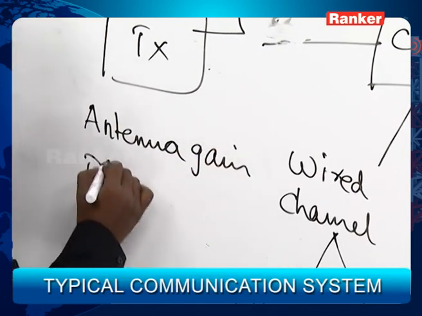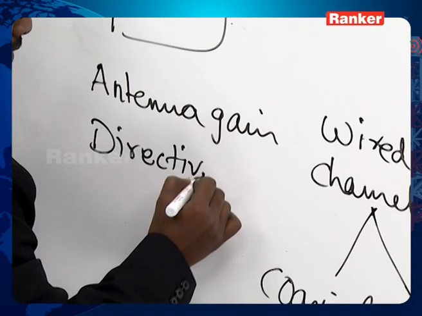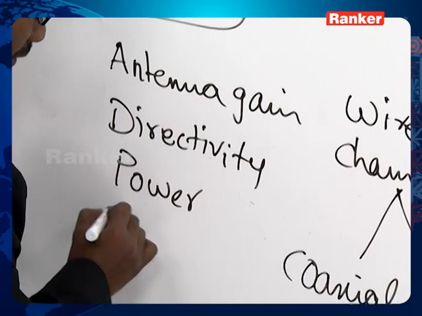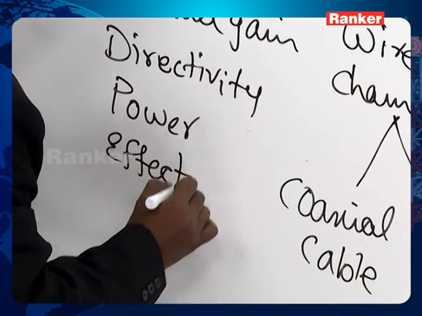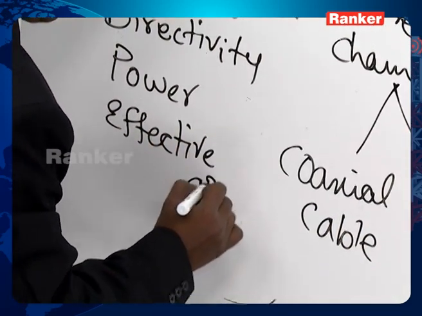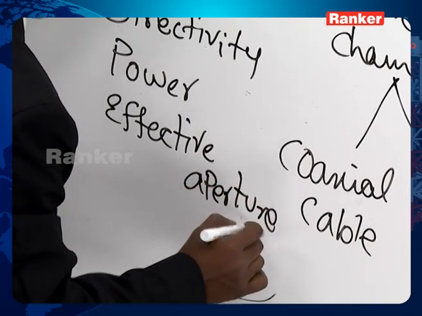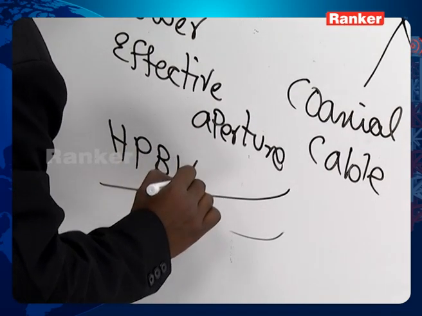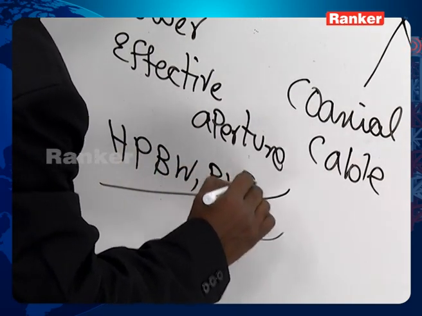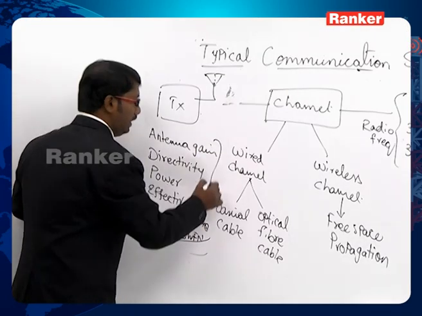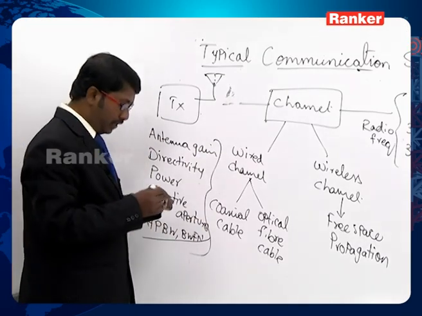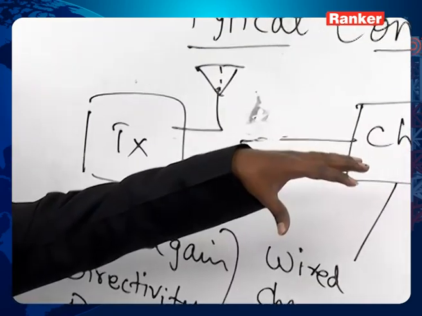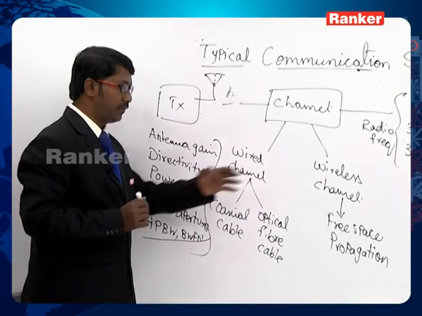directivity, power, effective aperture, and half power beam width between full nulls. So, like this you have various parameters of the antenna which are to be taken care of depending upon what kind of frequency band you are choosing to transmit your signal into the free space propagation.